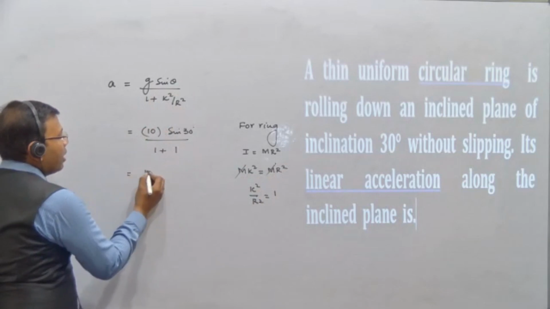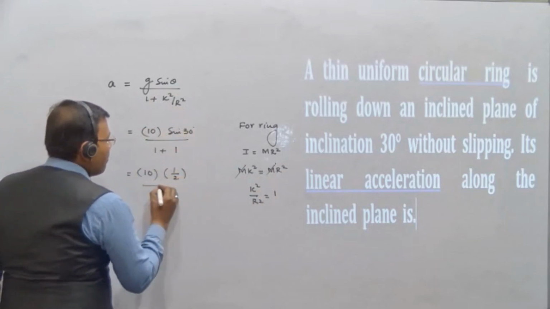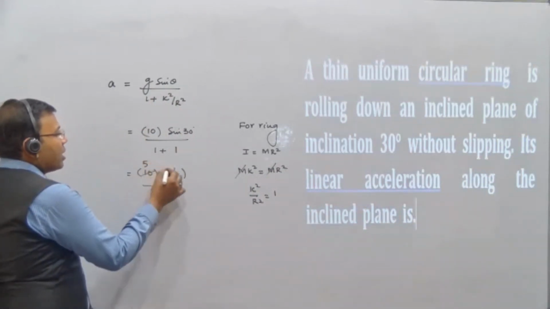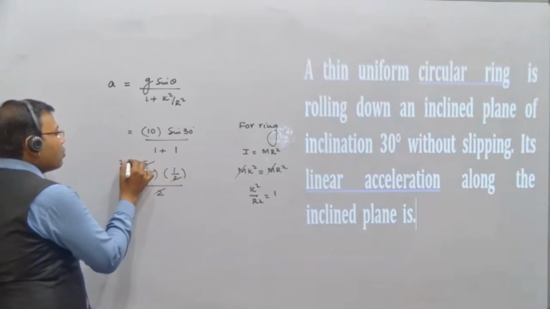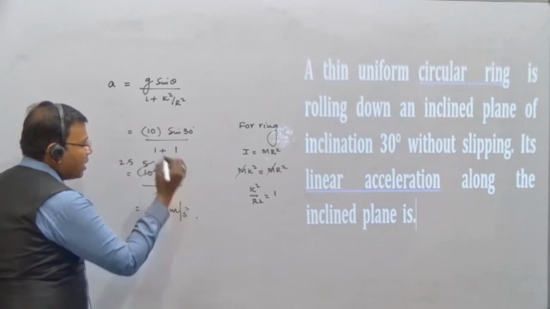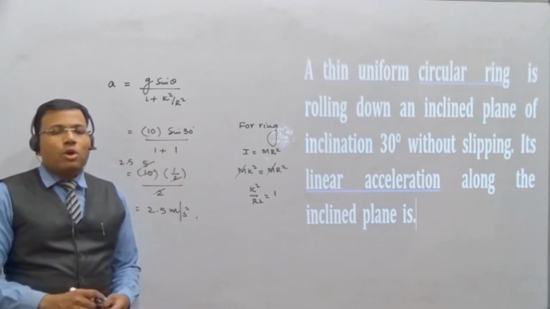So this is 10. You can see it is 10 sin 30. It is 1 by 2 by this 2. So what happens, 2 one times, 2 fives, then we cancel this with 2, beta, so it is 2.5. So this is 2.5 meter per second square, the value of the acceleration, that is the linear acceleration down the inclined plane.